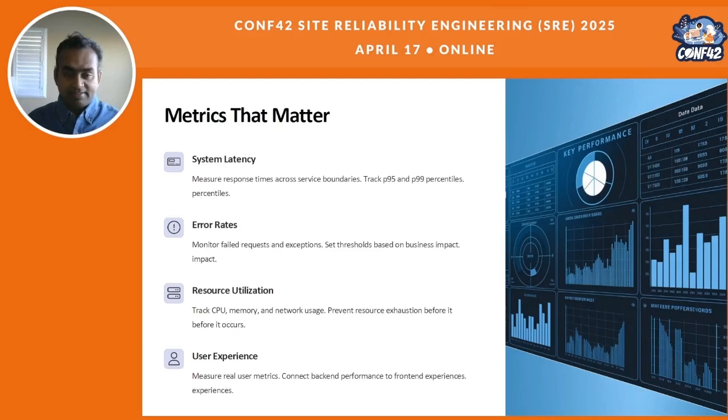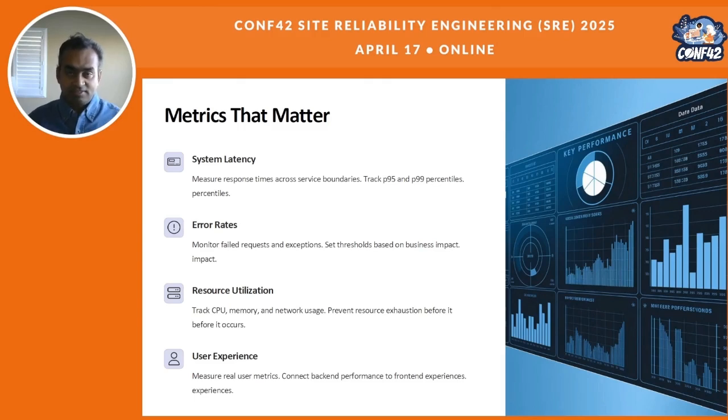The third metric that matters is resource utilization. This is a way of keeping track of various resources, including compute, memory, network I/O, storage, and so on. In this case, the idea is to stay on top of these utilizations and prevent resource exhaustion, even before it occurs. This one, if configured diligently, can help us stay proactive.